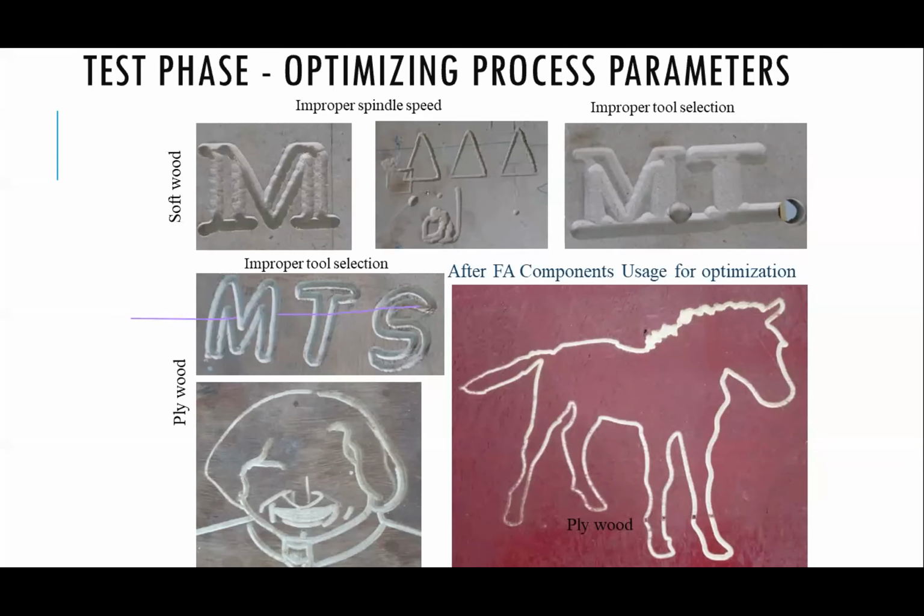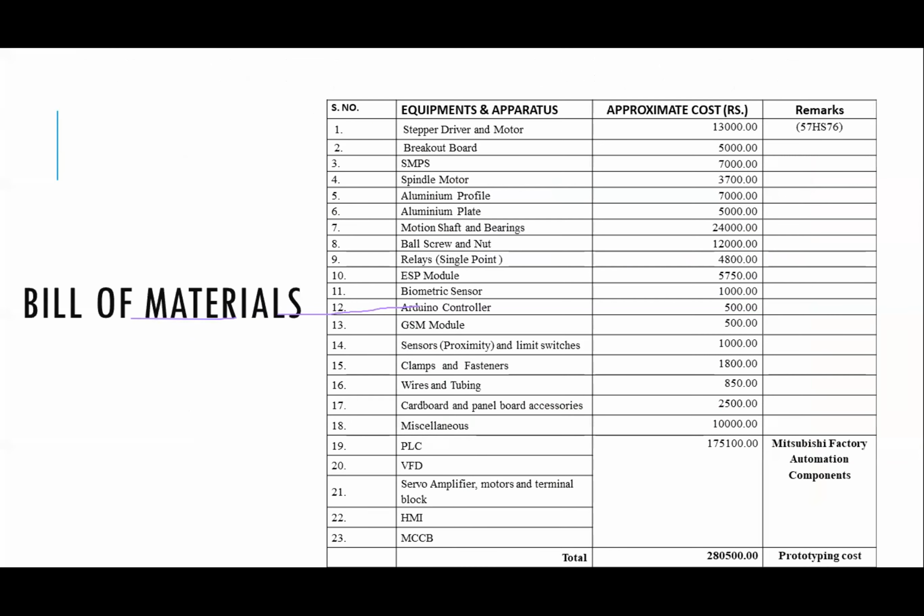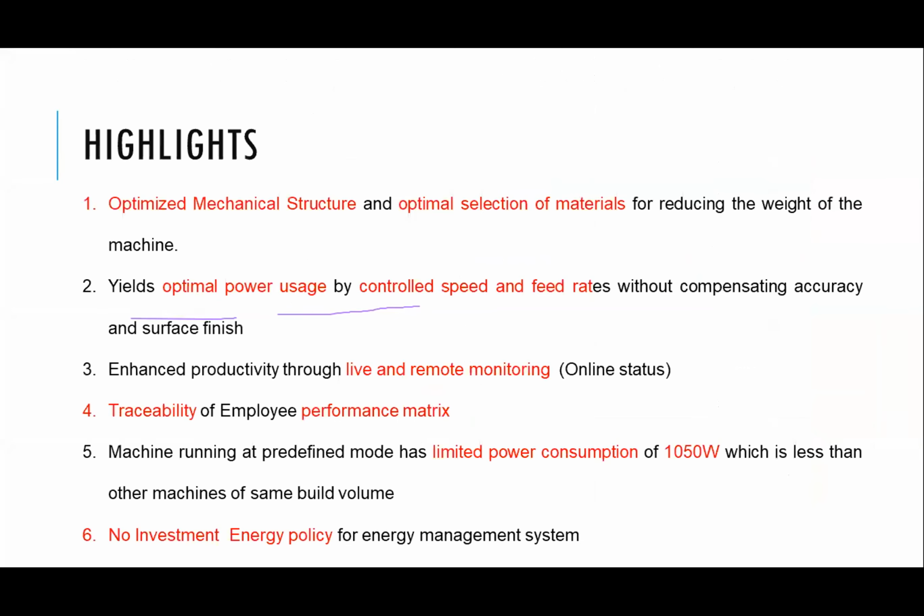So this is where a project will be leading us to. So finally, the bill of materials. The final highlights of our components are an optimized material, mechanical structure, selection of materials, power usage, live and remote monitoring, performance matrix, and limited power consumption. And again, there is no investment for energy policy because it has commercial current. So we need to be more keen towards power factor.